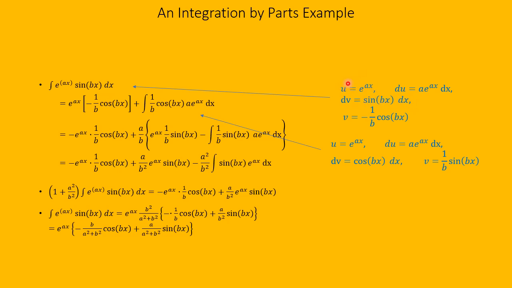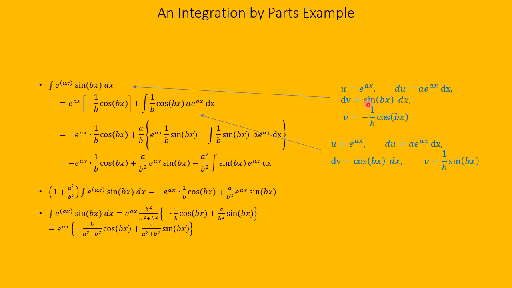By differentiating this top equation, we find that du is a e to the ax dx, and by integrating this equation on both sides, we get that v is the integral of sine of bx dx, and that is equal to minus 1 over b cosine of bx. Okay? So the integral of dv is v.